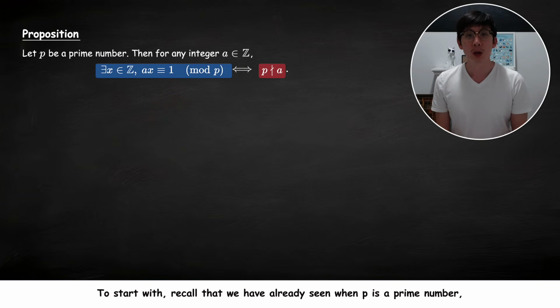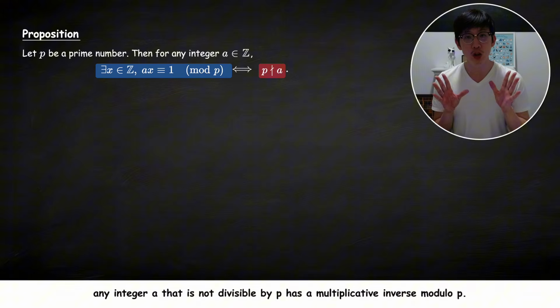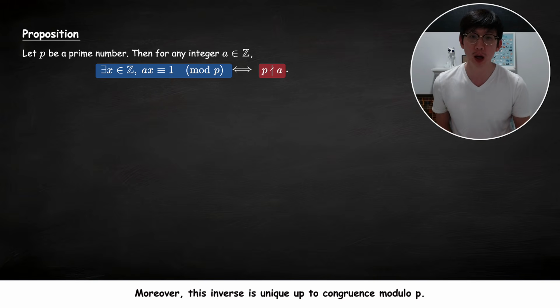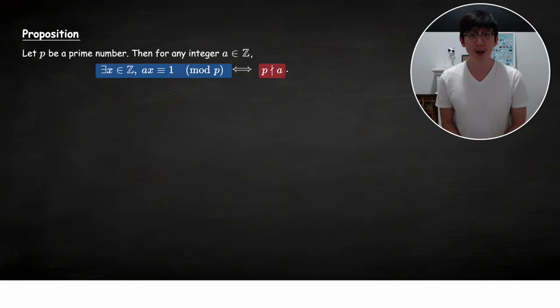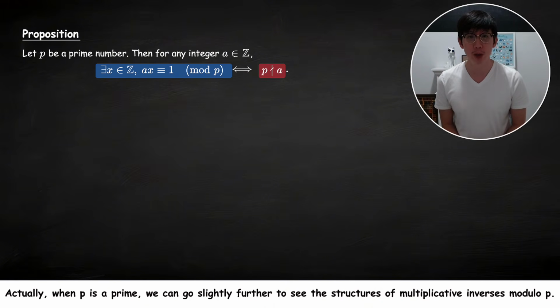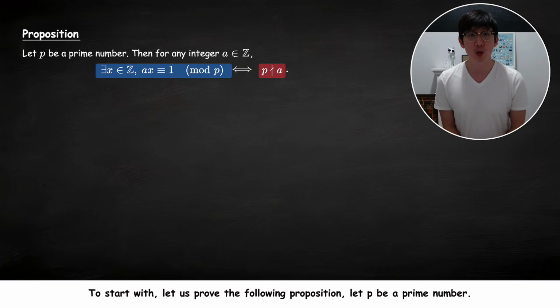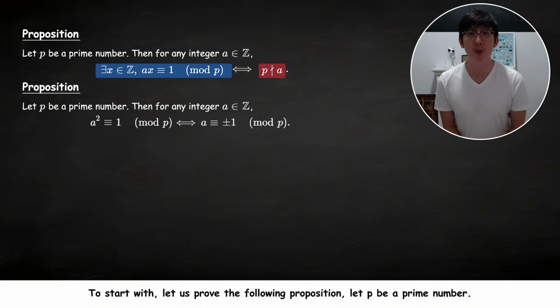To start with, recall that we have already seen when p is a prime number, any integer a that is not divisible by p has a multiplicative inverse modulo p. Moreover, this inverse is unique up to congruence modulo p. Actually, when p is a prime, we can go slightly further to see the structures of multiplicative inverses modulo p. To start with, let us prove the following proposition.